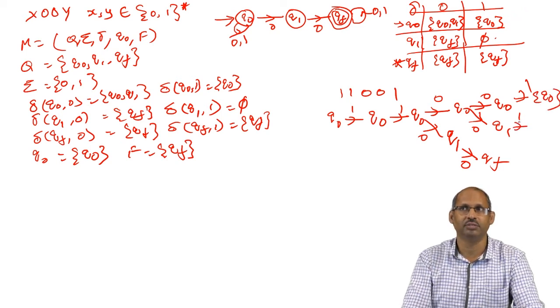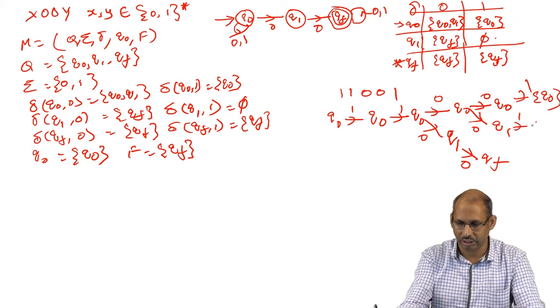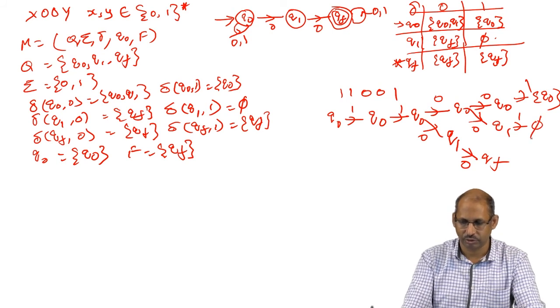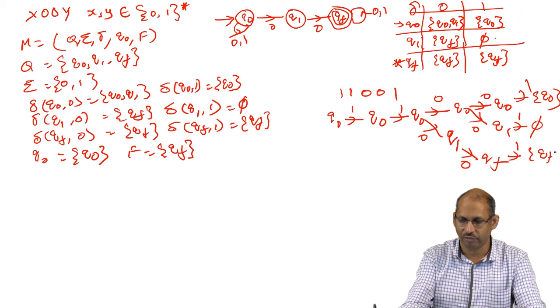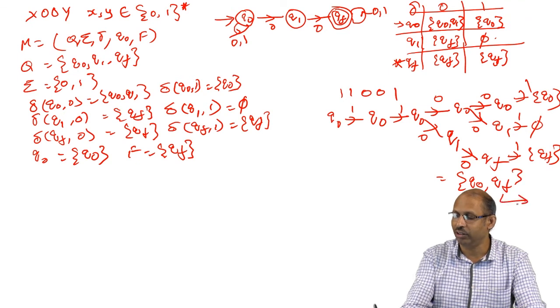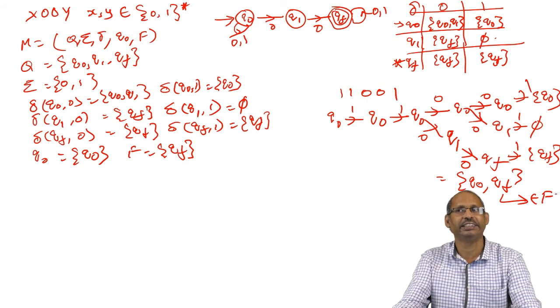Q1 on 1, empty set. QF on 1, QF. So finally we are getting Q naught, QF. In that, one belongs to the set of final states. The string is accepted.